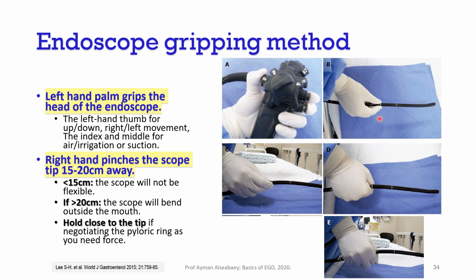Okay, you should catch the shaft of the endoscope 15 to 20 centimeters from the tip. If you catch the endoscope too early here close to the tip, you will not manipulate your endoscope easily. It will be difficult for the endoscopist. If you catch it away from the tip, the endoscope will do looping. It will bend outside the mouth, and this is wrong. Okay, you can grab the endoscope close to the tip, but it will be close to the mouth of the patient when you try to negotiate to pass through a spastic pyloric orifice only.